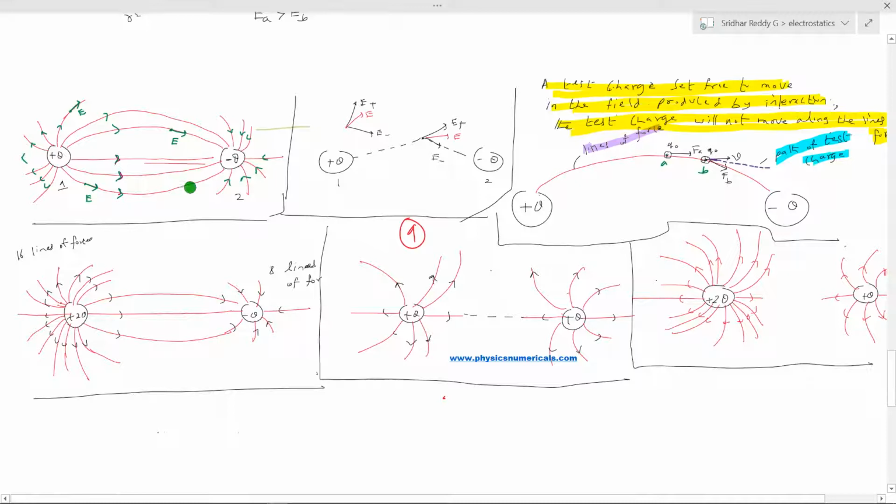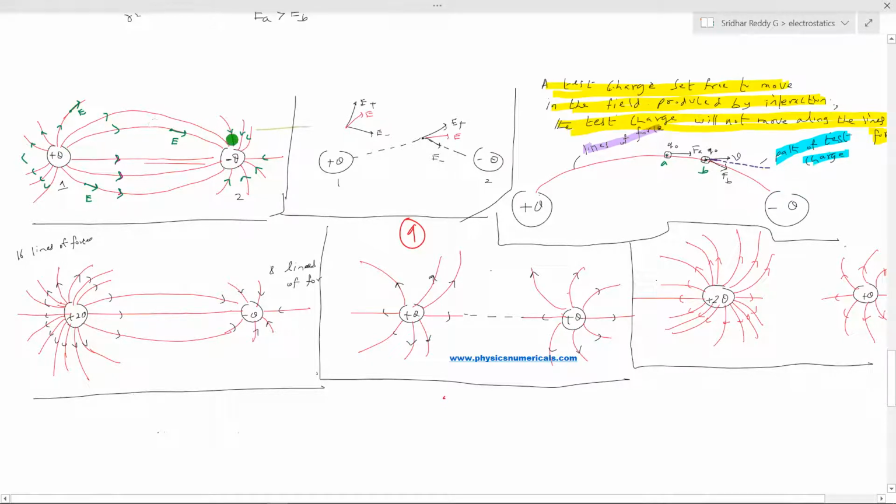So how are you able to draw lines of force? If you draw a tangent to the lines of force, it will give the resultant field due to those point charges. If I draw a tangent here to the lines of force, what happens? If you draw a tangent to the lines of force, it gives the resultant electric field.